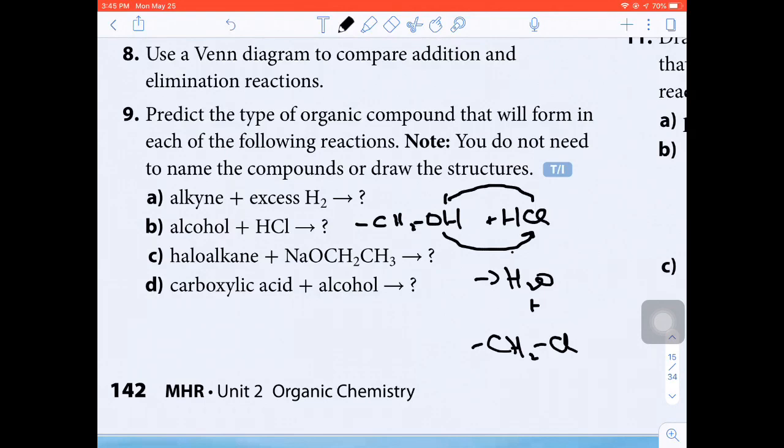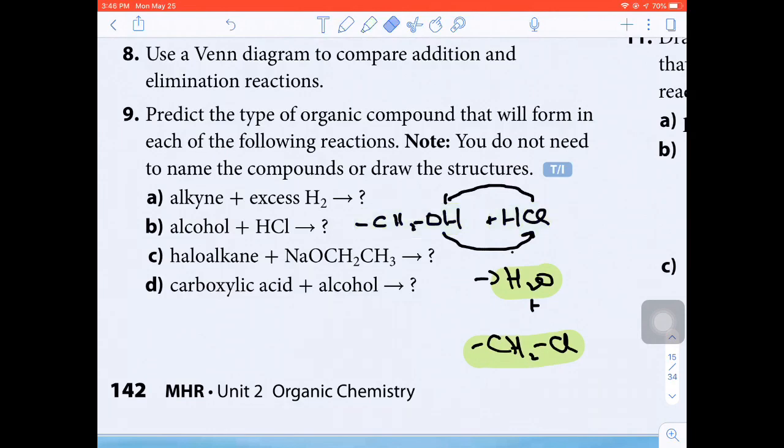So where I originally had an OH at the end of my hydrocarbon molecule, I now have a chlorine at the end of my hydrocarbon molecule. And where I had H coupled to Cl, now I have H coupled to OH. Okay, so it is a substitution reaction. Sorry, I think I said addition. It's a substitution reaction where the chlorine goes on and the OH comes off. So the first one was addition, alkyne adding H2. The second one is a substitution. The third one is my elimination reaction.